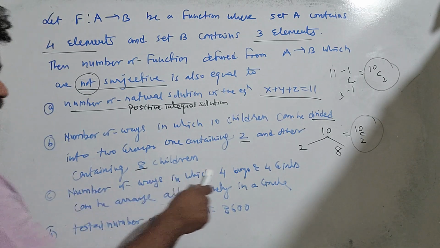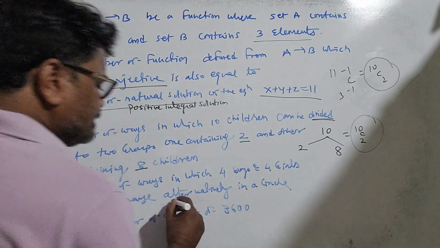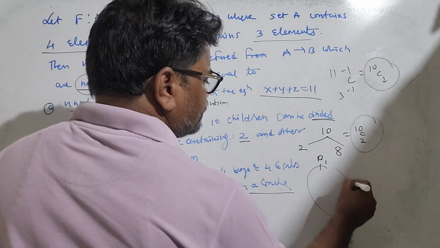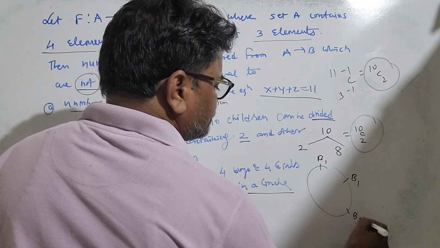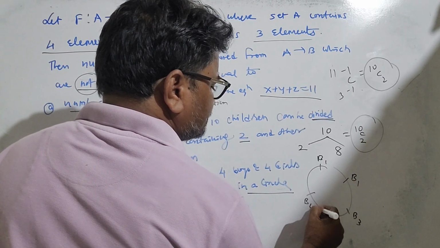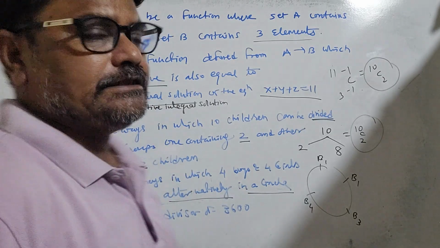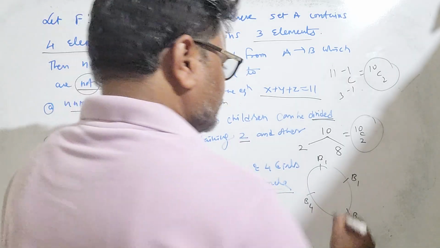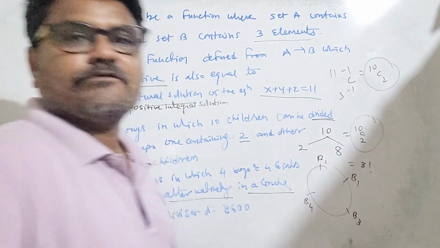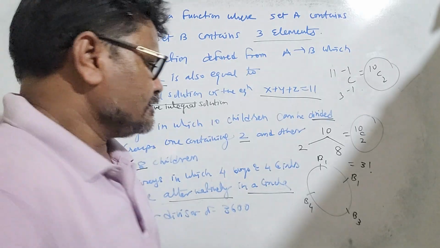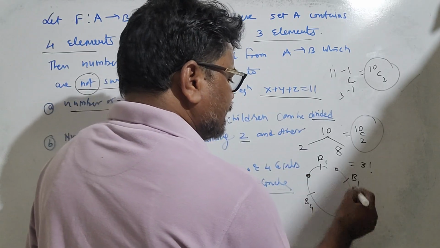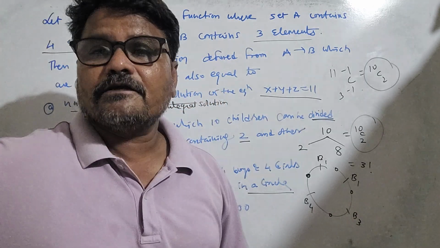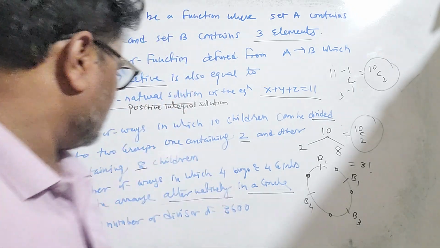The number of ways in which 4 boys and 4 girls can be arranged alternately in a circle. So in a circle, first of all we will allow either girls or boys to sit first. So 4 boys can sit in 3 factorial ways. So this is 3 factorial, the way we can arrange them. Now these are the gaps. How many gaps are there? 4 gaps. In those 4 gaps we have to arrange 4 girls. How many girls?